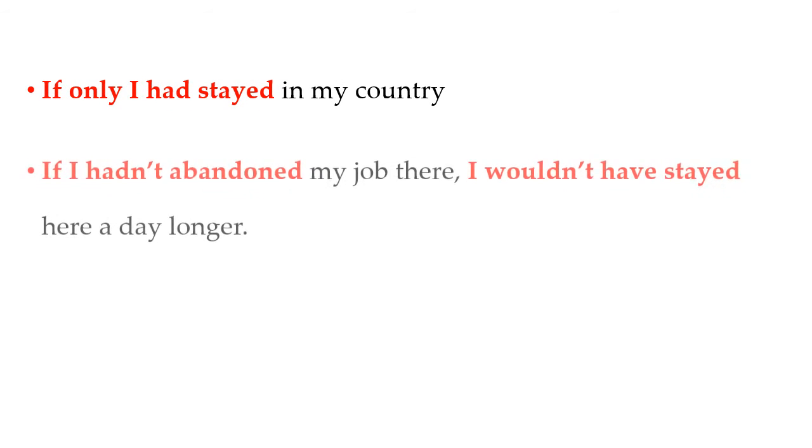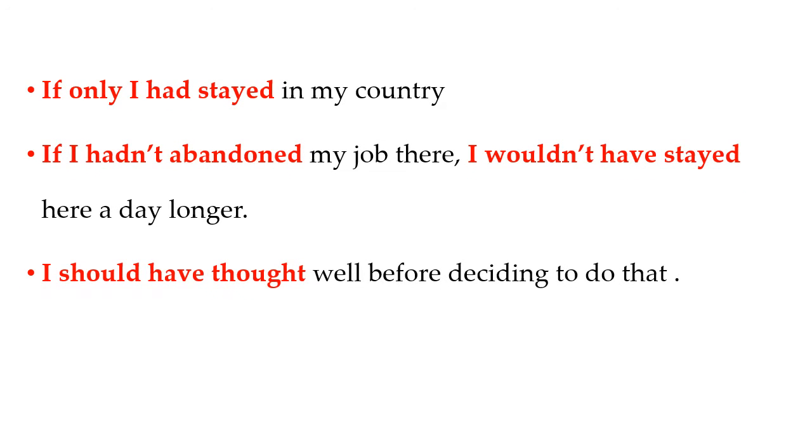So these are the sentences that we have in that passage. So if only I had stayed, I had stayed. So this is the form of past wish. Then we have, if I hadn't abandoned my job, I wouldn't have stayed here a day longer. Conditional type 3. Then we have the expression I should have. So should have or shouldn't have plus past participle. Or I regret something. I regret it.